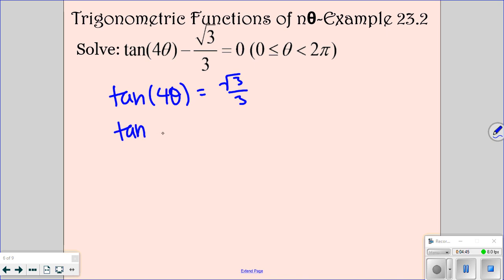And you can make it whatever you want. It doesn't matter. I usually just use x. But you can use whatever you want. And you just need to make a note that 4 theta is the same thing as x. So what angles equal square root of 3 over 3?